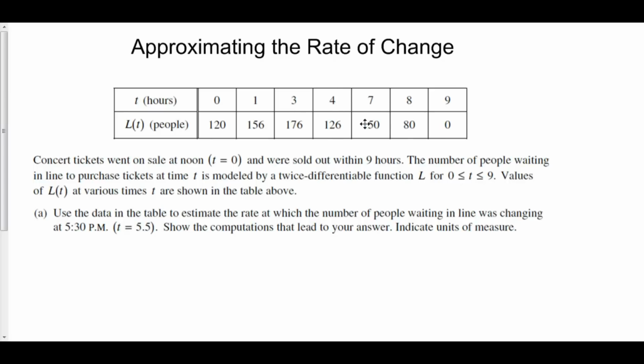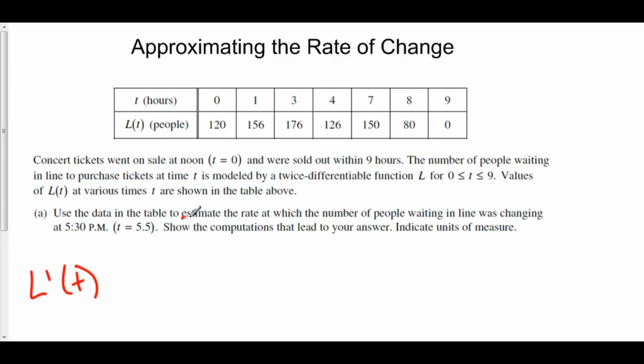Use the data in the table to estimate the rate at which the number of people waiting in line was changing at around t equals 5.5. Show the computations that lead to your answer and indicate units of measure. Well, since we're finding the rate of change of L, we are actually finding L prime of t. L prime of t is the derivative of L, and the derivative is the rate of change.